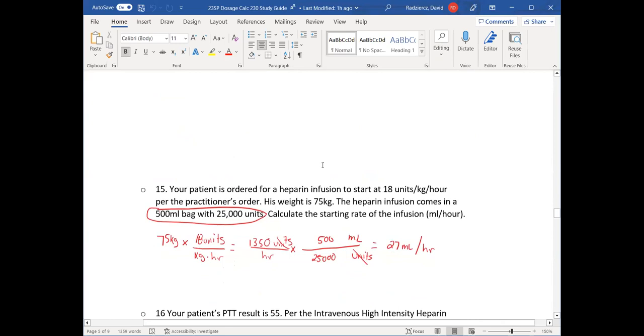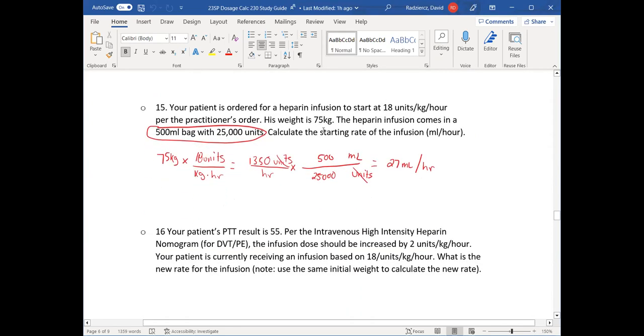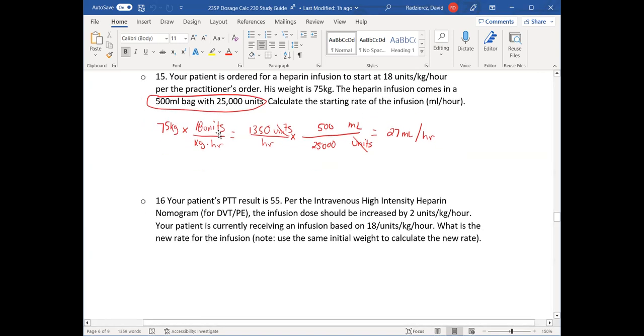Then when you come down here, you can see that there are other versions. So this is showing you a different protocol with a 500 milliliter IV instead of the 250 milliliter IV. So you just use whatever values they give you and follow the protocol the same way.